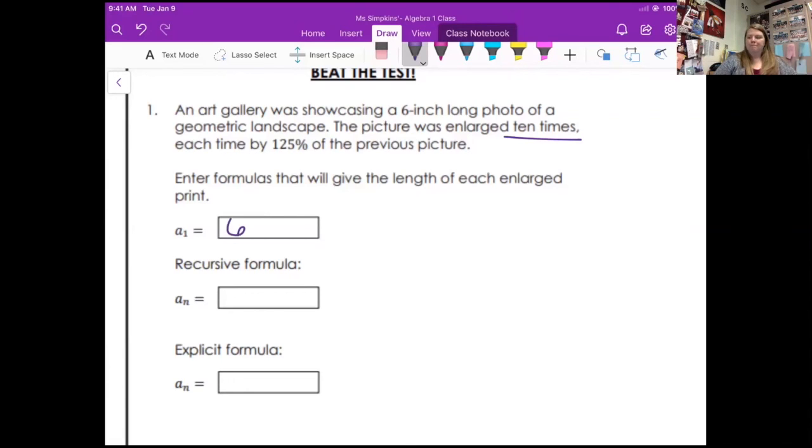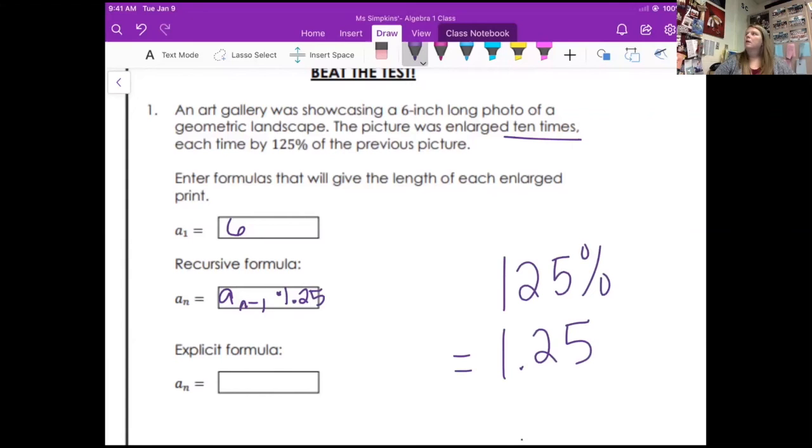Now, before we make a formula, it is not times 125. Amelia. 1.25. When we talked about growth and decay, remember you had to change the percent to a decimal. 125% is the same thing as 1.25 when we're talking about decimals. So that's why we want to multiply by 1.25, not 125. That would be 12,500% if we're talking about times 125. Then the explicit formula, we're going to have 6 times 1.25 to the n minus 1 power.